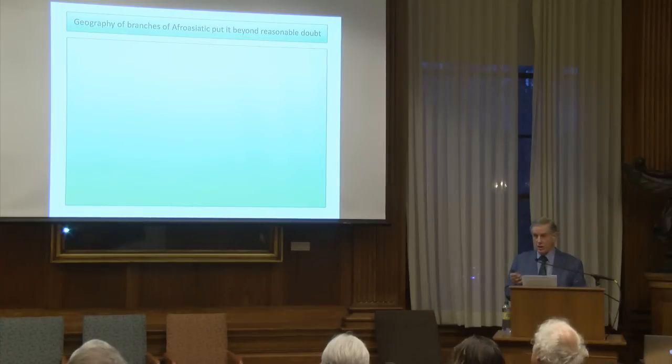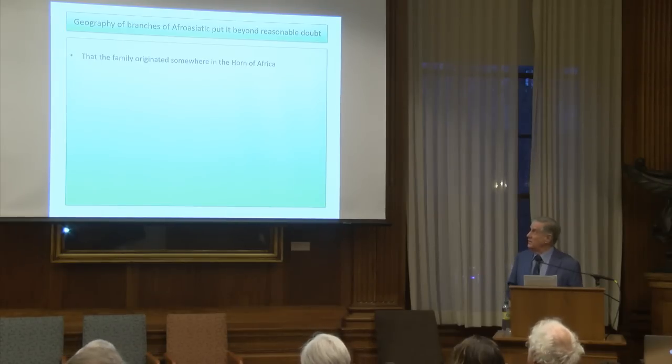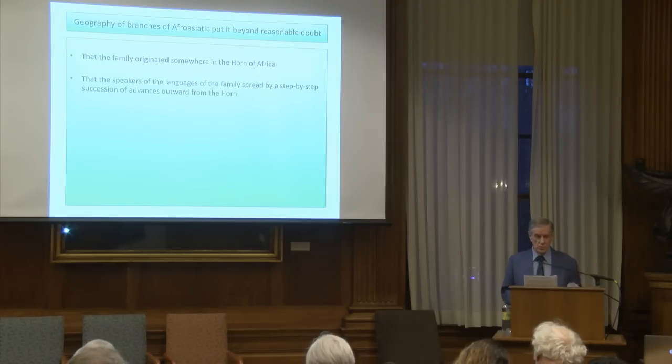Well, the geography of the successive branchings of the Afroasiatic tree puts it beyond doubt in my mind, beyond reasonable doubt is the term I would use, that one, the family originated somewhere in and around the Horn of Africa, and two, that speakers of the languages of the family then spread in a step-by-step succession of advances outward from the Horn. So back to the family tree.